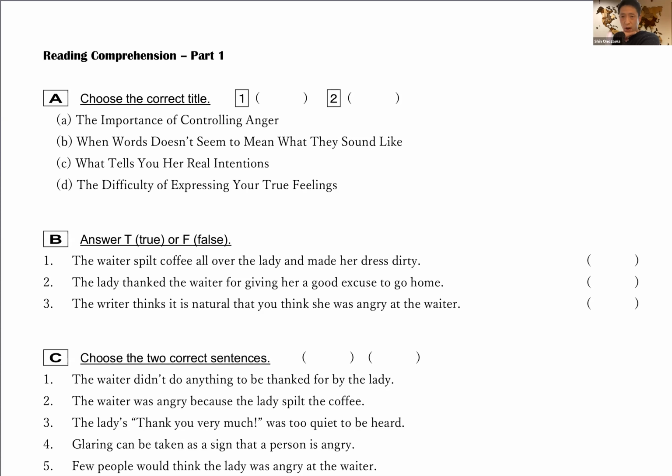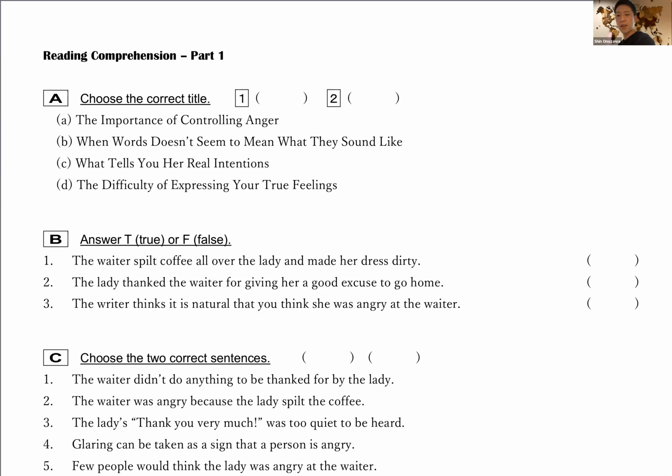Answer true or false. Okay, number 1, the waiter spilled coffee all over the lady and made her dress dirty. T or F? So is it T? Yeah, so 1 is true. That's exactly what happened. All right, and number 2, the lady thanked the waiter for giving her a good excuse to go home. So this is false. Why is it false? She wasn't really looking for an excuse to go home. It says at the beginning she was waiting for her friend. So she said thank you in an angry voice. That's a mean way of getting angry at the waiter.